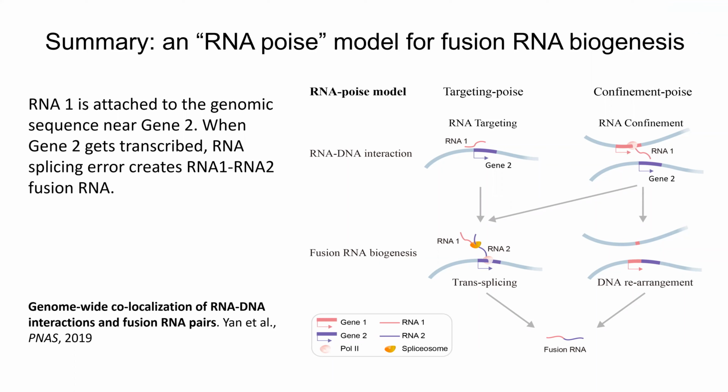Hello, Dr. Zhong. Thank you very much for your talk. I have a question regarding this RNA Poise model. The RNA from RNA 1 that's close to gene number 2, we're assuming that's mRNA, right? It's not a long noncoding RNA or any of that, right? Hi, John. This model doesn't preclude lncRNA. It can be any RNA molecule. Okay.